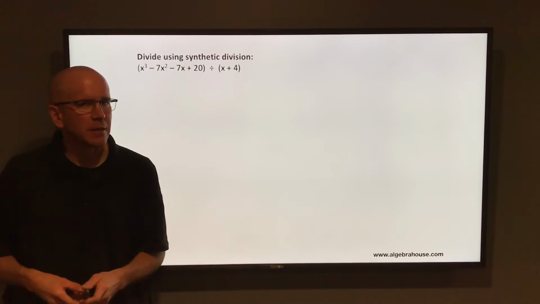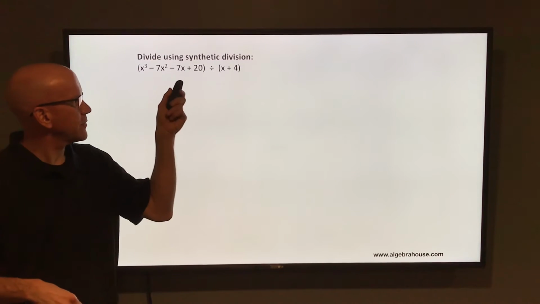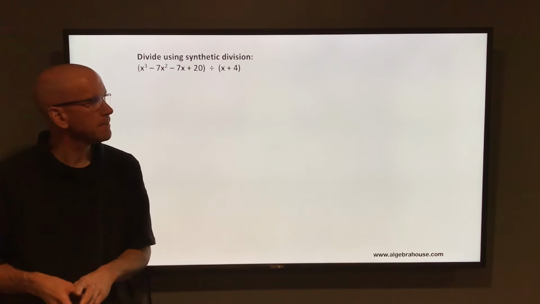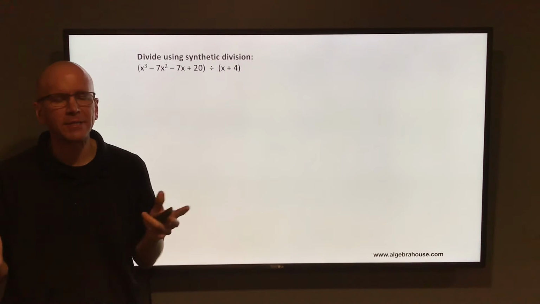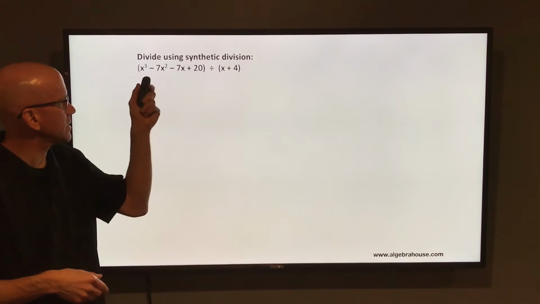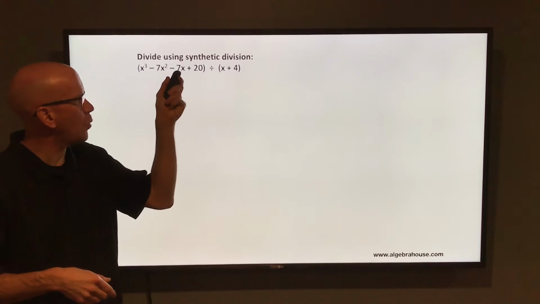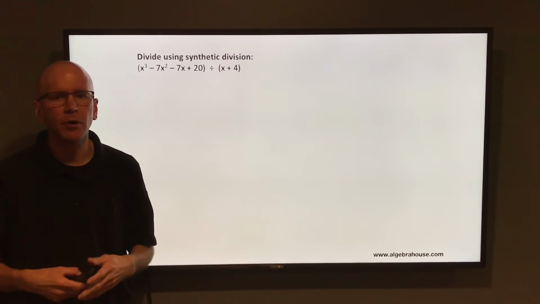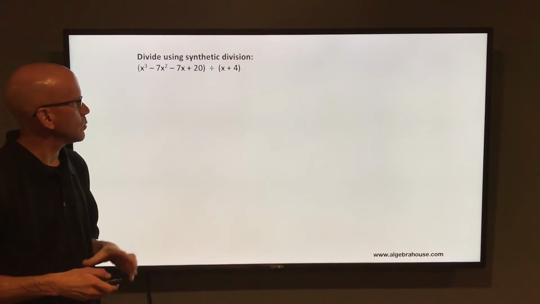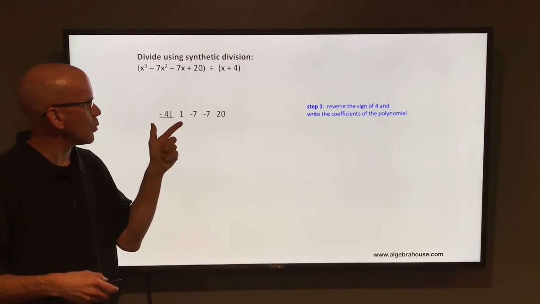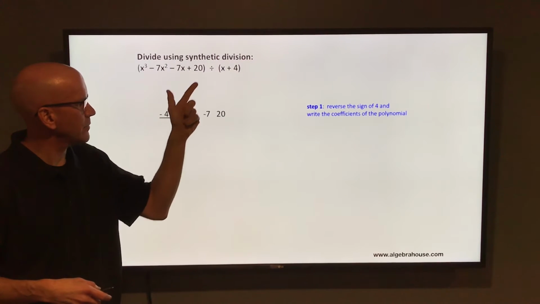Using synthetic division to divide x to the third minus 7x squared minus 7x plus 20 by x plus 4. Look for any skipped terms or missing terms. Count down the exponents. We have exponents of 3, 2, 1, and then the constant term. There are no missing terms there. So list the coefficients. Coefficients are 1, -7, -7, and 20.